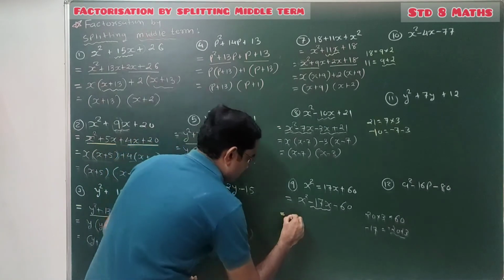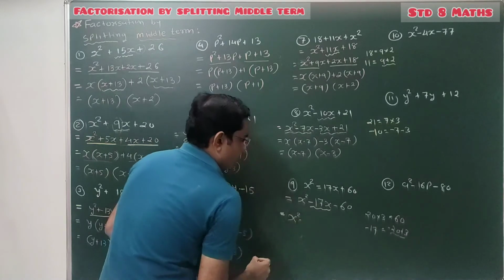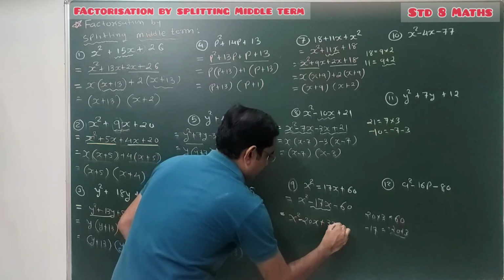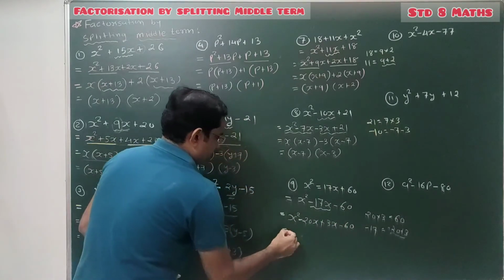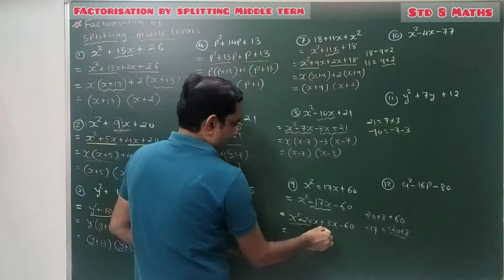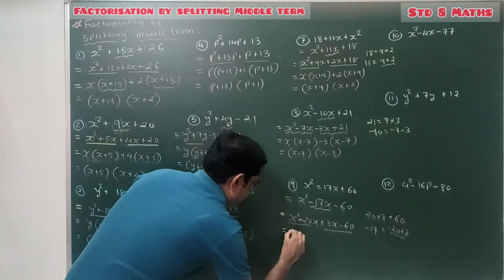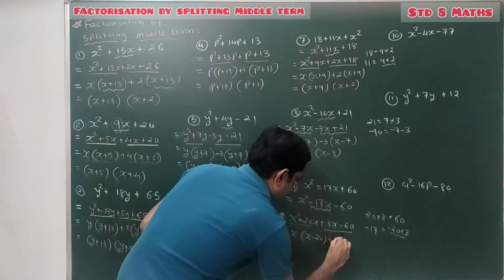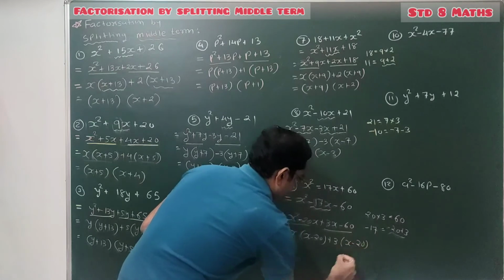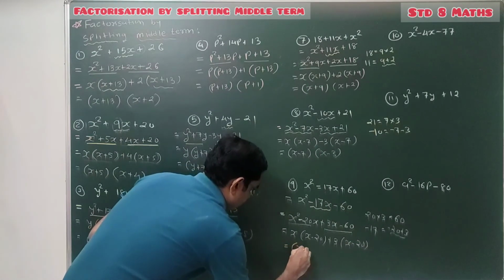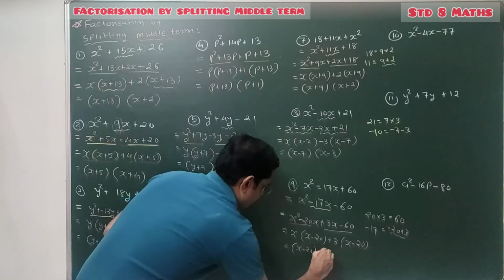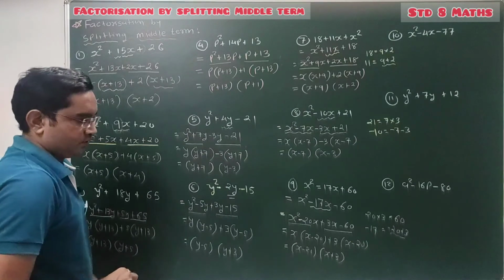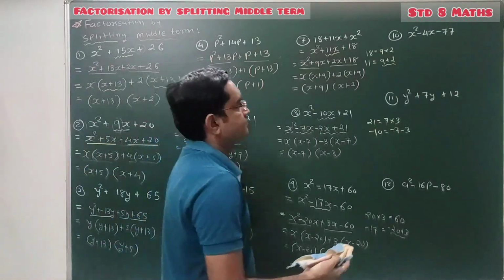So our factorization is x square minus 20x plus 3x minus 60. This is equal to first group, last group. Here we can take x common, so it's x minus 20. Taking 3 common, x minus 20. So this is equal to x minus 20 times x plus 3. Done. So this is how you can solve question number 9.